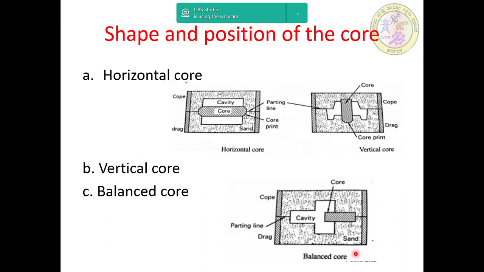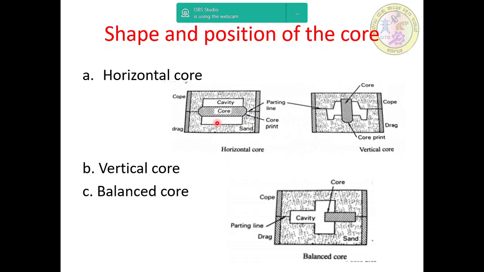Shape and position of the cores. First we'll take the horizontal core. See, this is the sketch showing the horizontal core. This is the cope box, and then the drag box, and this is the parting line surface, and this is the mold cavity. Afterwards you have to place this core in the horizontal direction, that's why it's called a horizontal core. And then you have to provide some core prints for seating arrangements. You have to provide the seat prints on both sides.